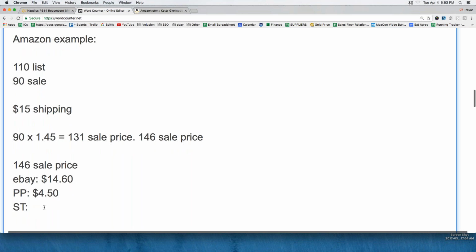And then let's run the sales tax. So we'll say about 9% on this. 146 times 0.09. That's going to be about $13. Okay, there's your fees.